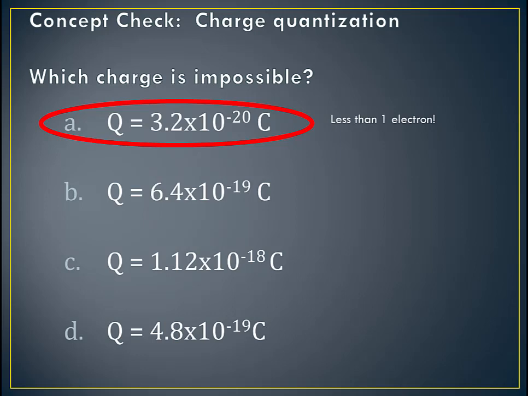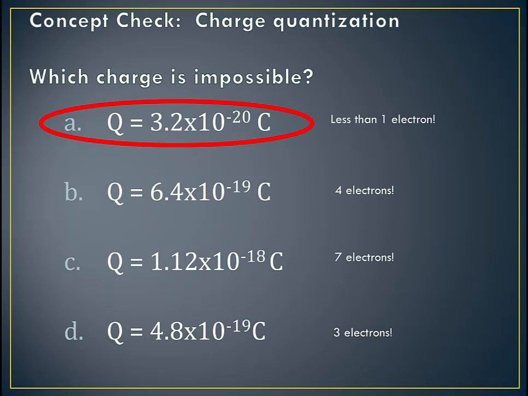And 3.2 times 10 to the negative 20th is less than 1 electron. 6.4 times 10 to the negative 19th divided by 1.6 times 10 to the negative 19th is actually 4 electrons. 1.12 times 10 to the negative 18th coulombs, you could do that in your head. I wouldn't do that. Just divide that into a calculator. By 1.6 times 10 to the negative 19th is actually 7 electrons. And then finally, 4.8 times 10 to the negative 19th coulombs divided by the charge of an electron, 1.6 times 10 to the negative 19th is 3 electrons.